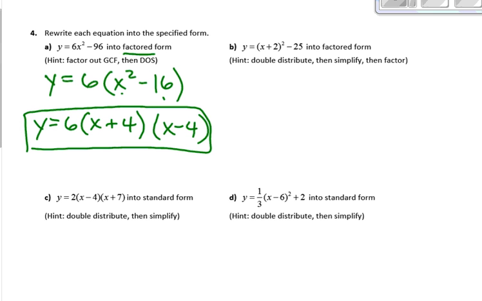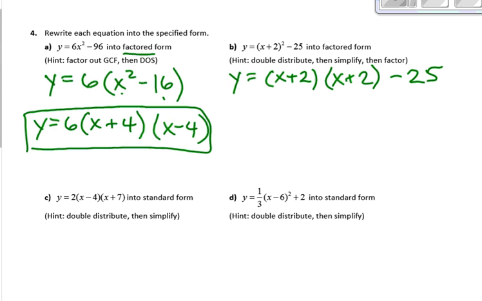So now for part B, we have vertex form, and we want to put that into factored form. Now, as it is right now, we cannot factor that, okay? So what we have to do is that x plus 2, we're going to have to actually rewrite that as x plus 2 times x plus 2, then subtract 25. So the x plus 2 times x plus 2, that is factored, but the fact that we have the minus 25 on the end makes some trouble. So we have to actually multiply this whole thing out.